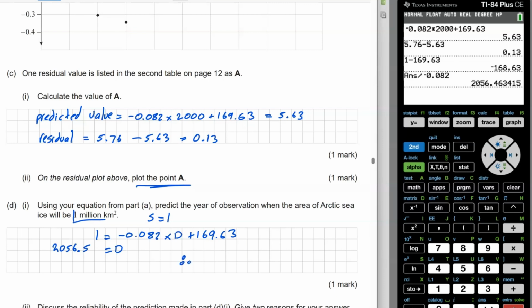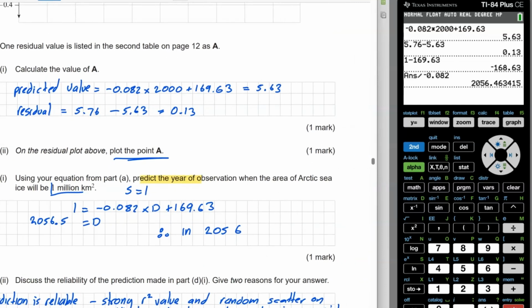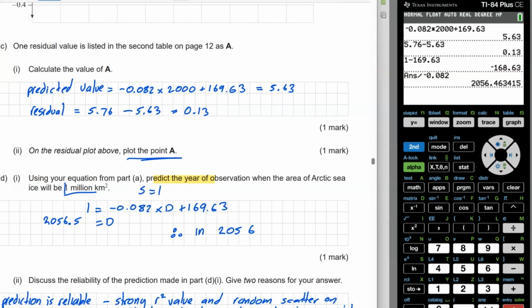So it says predict the year. So it's going to say therefore in 2056, we're going to expect that area of Arctic sea ice to be 1 million kilometres squared. And because it says in the year, we do need that integer solution there.